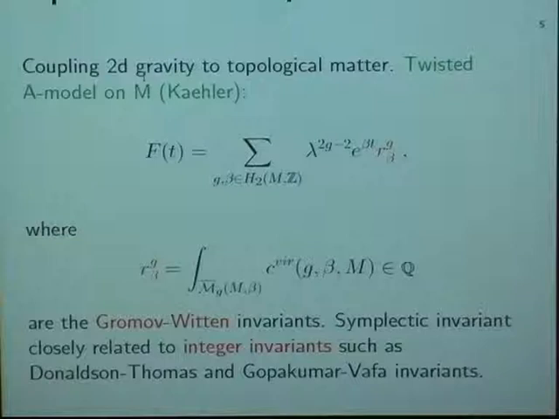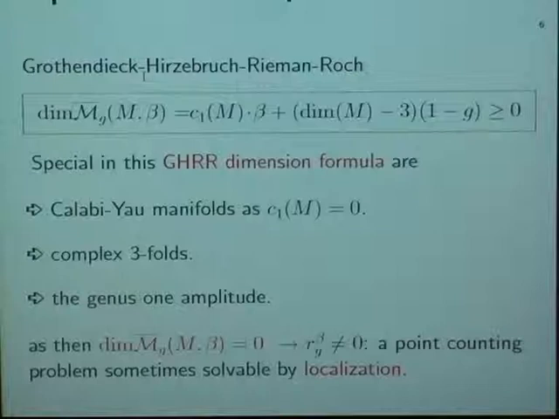Now, the most interesting question about this formula is: what is the dimension of this moduli space that we integrate over? And this is given by Grothendieck, Hirzebruch, Riemann, Roch. And you see quickly, if you glance at this formula, that the Calabi-Yau threefold case is very special, because the dimension of the manifold is 3, so this term vanishes, and therefore the virtual dimension is 0 for all genera. Now, in some sense, this problem reduces to a point counting problem, at least in a generic case, but this generic case is not always realized.